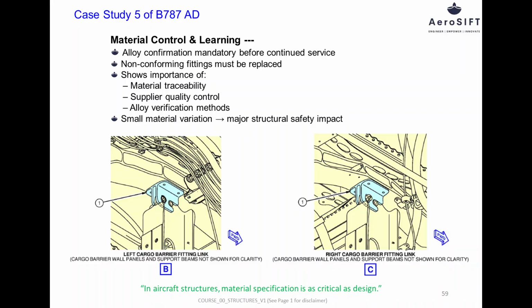Aerospace components must meet strict material standards, and proper traceability is essential to ensure the correct alloy is used during manufacturing. The AD reinforces the importance of supplier quality control, inspection processes, and verification methods to prevent incorrect materials from entering service. The key learning from Module 3 is that structural safety does not depend only on shape and size, but also on precise material selection and control throughout the production and certification process.